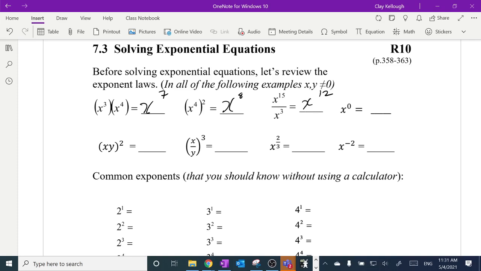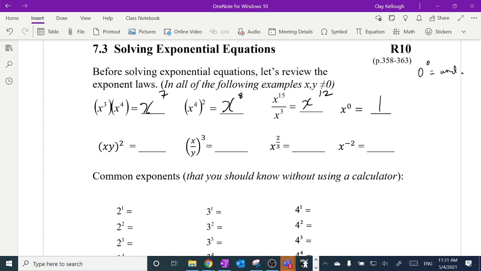Any number that is not 0, notice we did say at the beginning that x and y aren't 0, any number that is not 0 taken to the exponent 0 is 1. Make sure that you do understand 0 to the power of 0 does not exist. You can't define what 0 to the power of 0 is. Okay? Everything else, every other number in the whole universe to the power of 0 is 1.